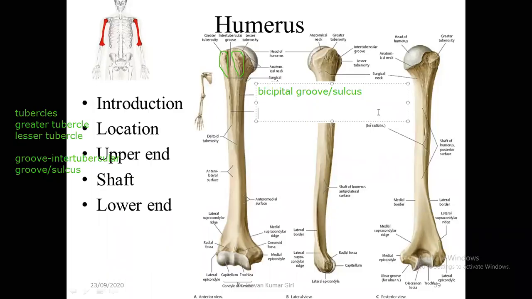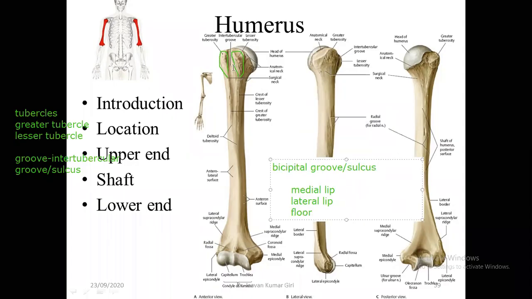This sulcus has two lips: a medial lip and a lateral lip, and it has a floor. The lips form the margin, whereas the floor is the base. So if you see this groove, there are three features: the medial lip, lateral lip, and the floor.